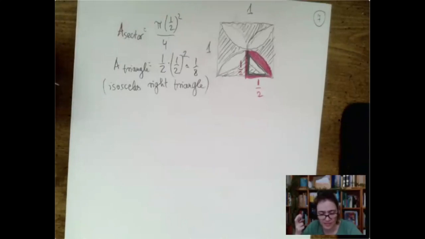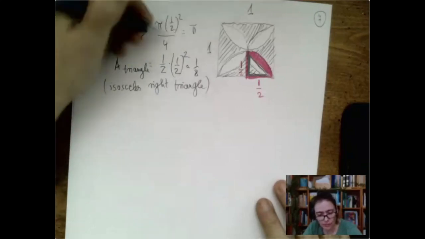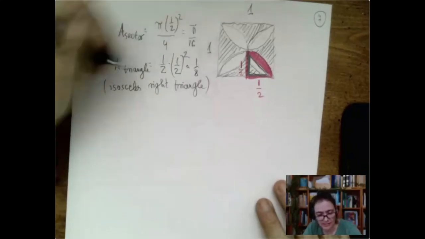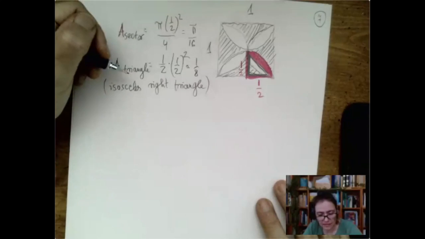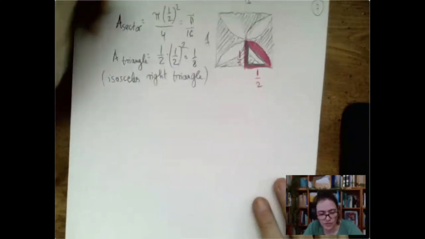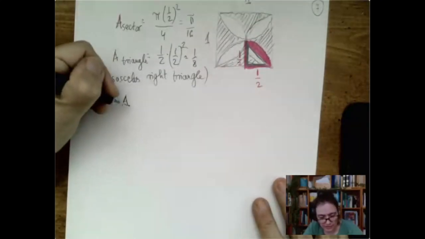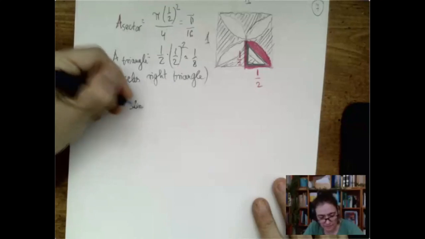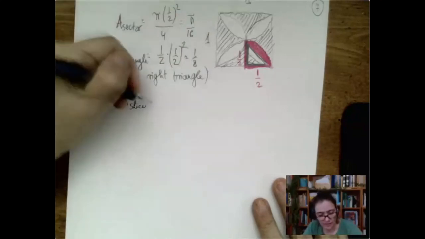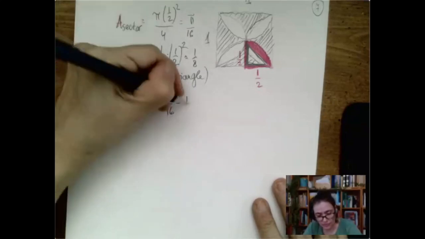and hope that it is going to be positive, because this one is pi over 16. You see 4 and 4, so this is pi over 16, and pi is more than 2. 2 over 16 would be 1/8. Pi is more than 2, so we're in good shape. So the area of that little slice is the difference between pi over 16 and 1/8.